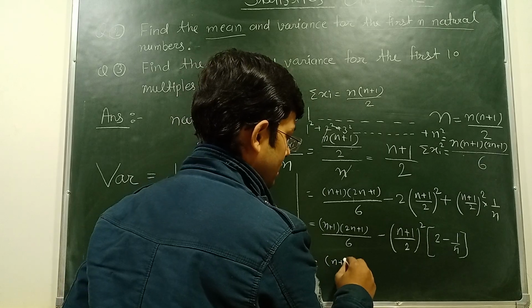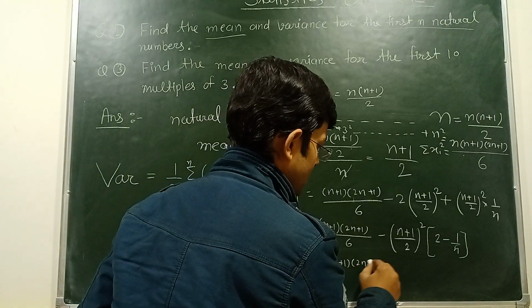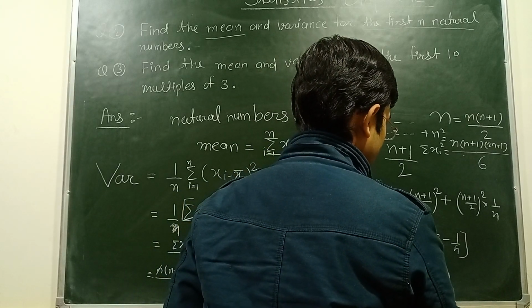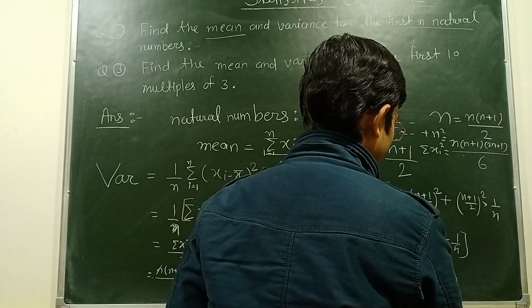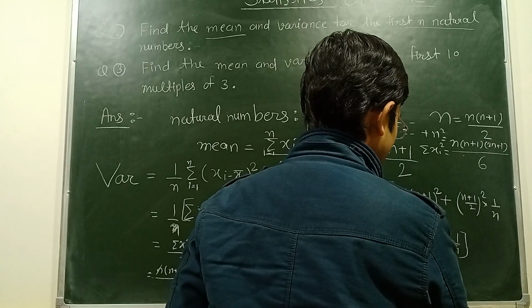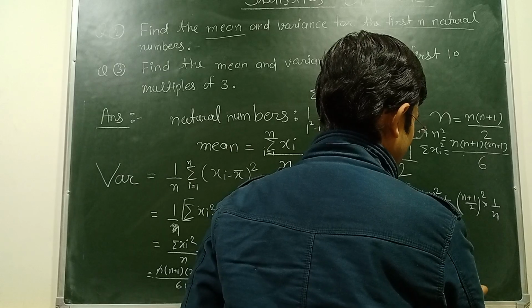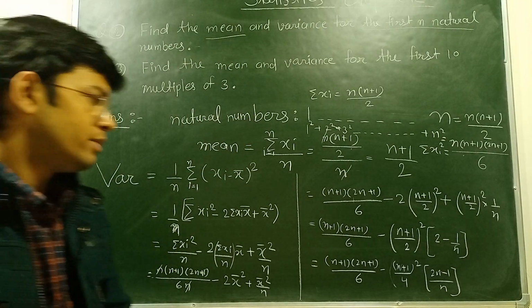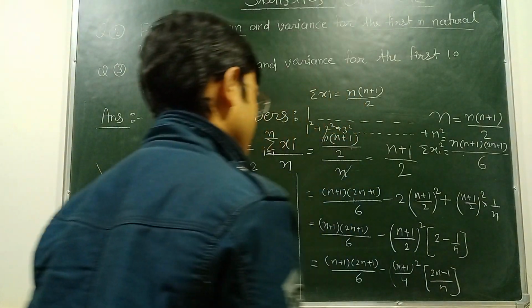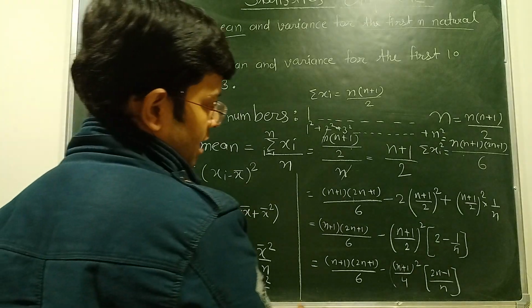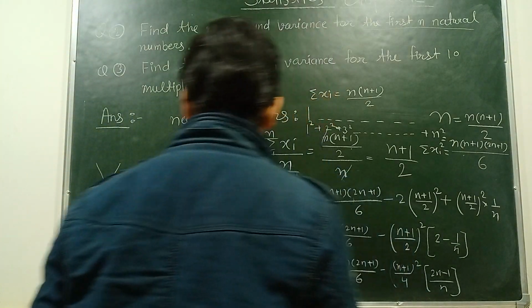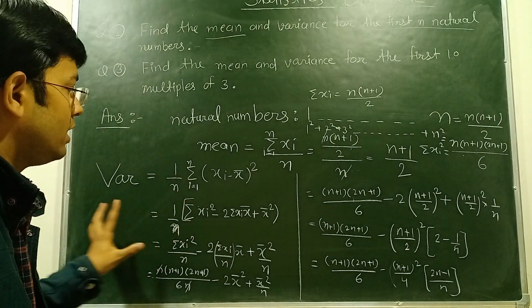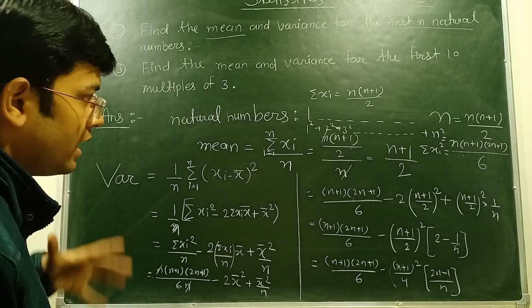Now n plus 1 into 2n plus 1 upon 6 minus n plus 1 upon 4 square, into 2n minus 1 divided by n. So we can solve these terms also, n plus 1 into 2n plus 1 upon 6. So basically I think we are doing right.